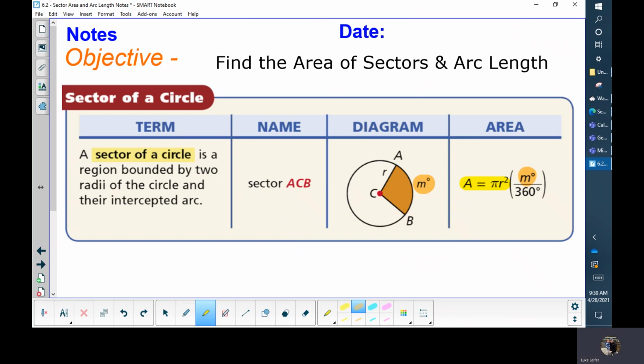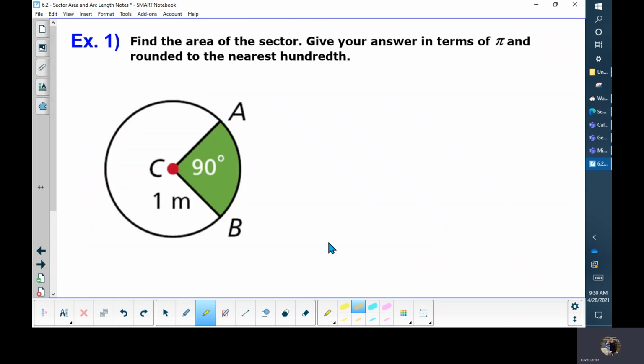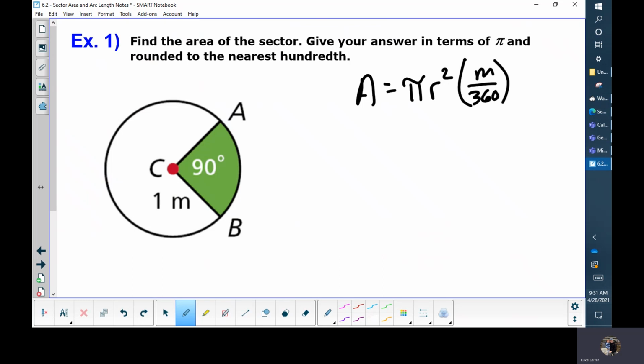All right, everybody got that down? Can I go to the problem? Still writing? Good? Okay. Okay, example number 1. All right, I'm going to write the formula up here. Area equals pi r squared, and then in parentheses, m over 360.